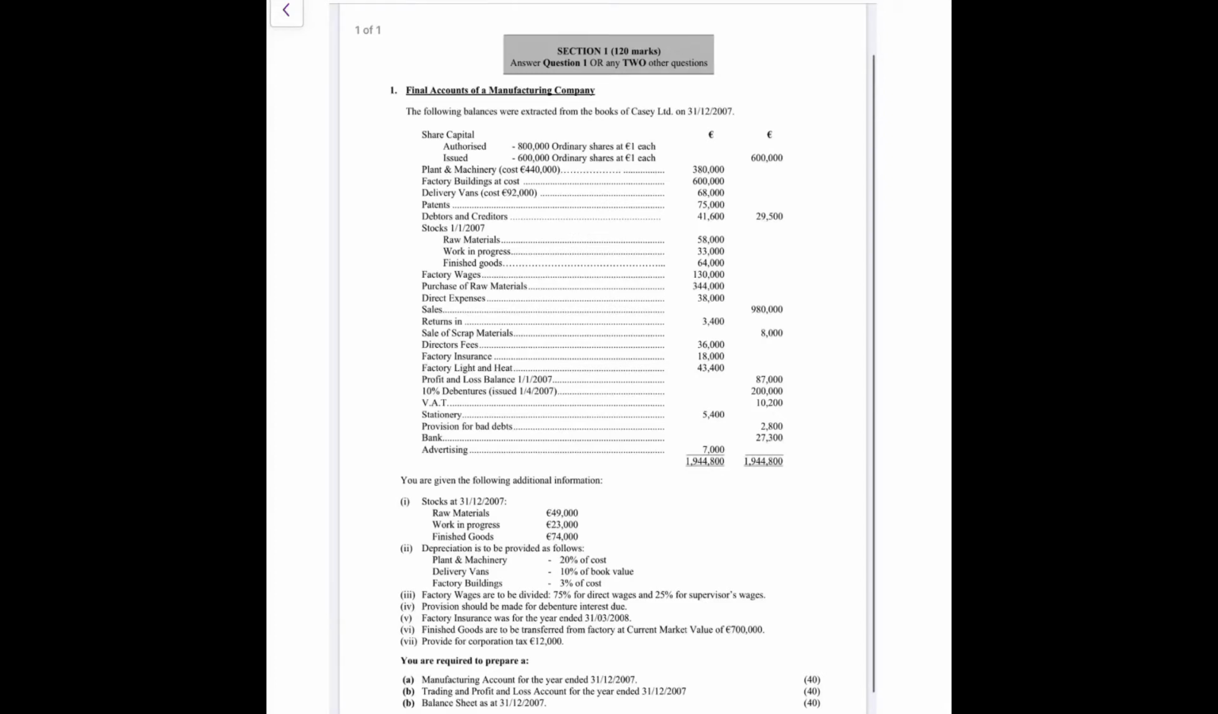So this is 2008 question 1. It's an ordinary level manufacturing account. So as always, you're given a trial balance and then a list of workings underneath. So just a quick run through the trial balance.